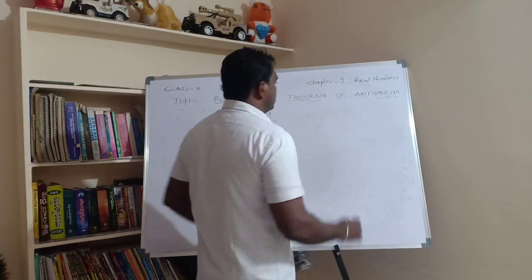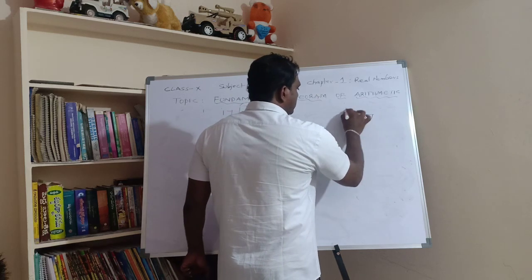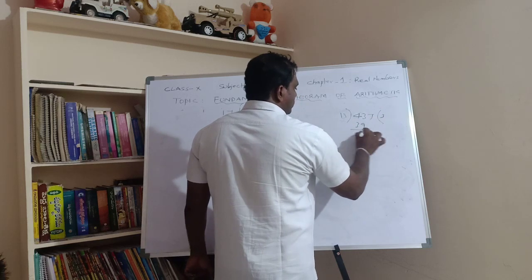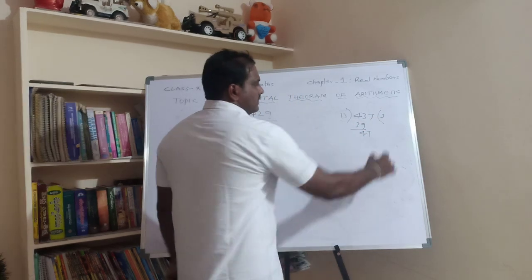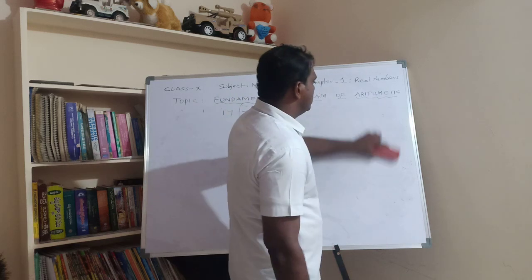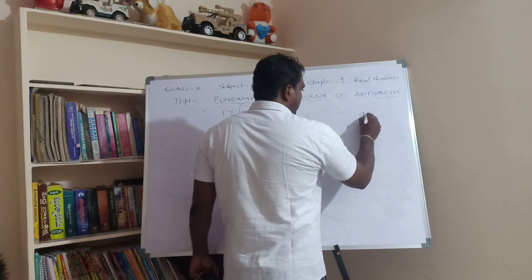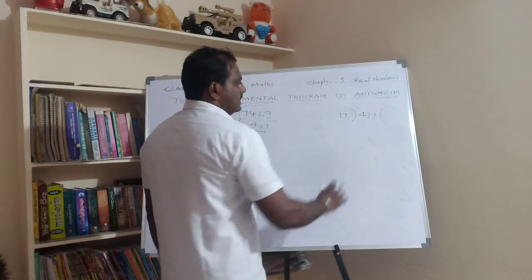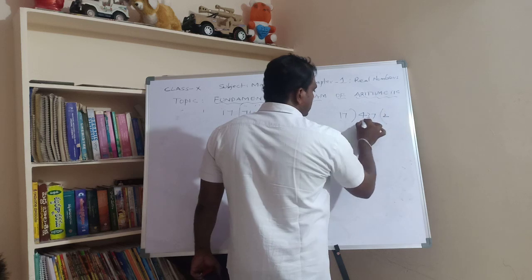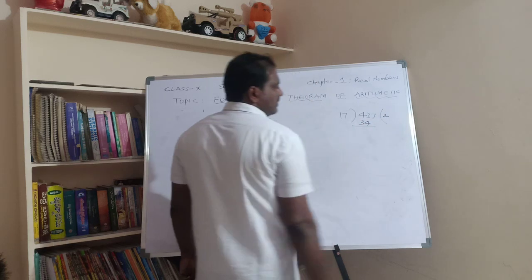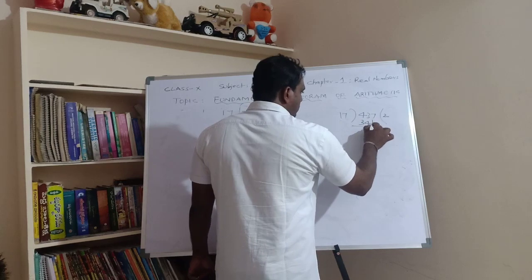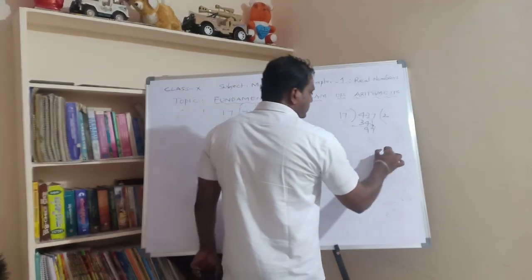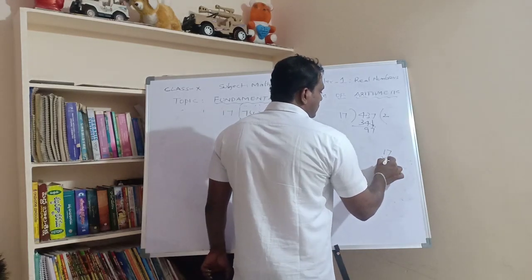Next check 13. 437 divided with 13. 13 3s 39. What is the remainder? 47. It's also not possible. Next, check with 17. 437 divided with 17. 17 1 is 17, 17 2s is 34. And what is the remainder? 9 and 7. 97. So 97 will come in 7 table. 7 5s.